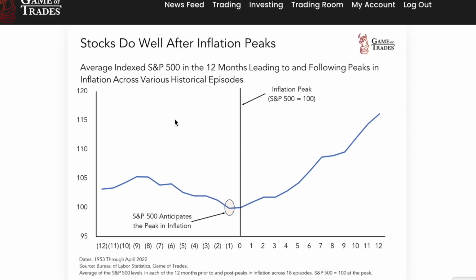And if you look at the average return on the S&P leading up to a peak in inflation, right, this represents the average inflation peak going back to 1953. The S&P is trending down leading up to that peak, just as it has been trending down in 2022. But once you get that peak, you've got the S&P that starts to rally massively as it relieves a lot of pressure. Now, this is for the next 6 to 12 months.